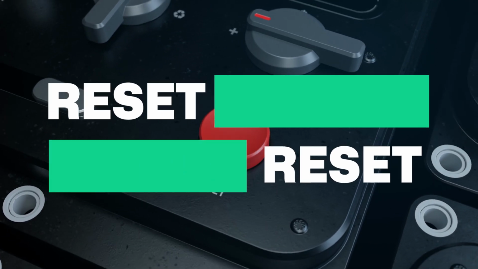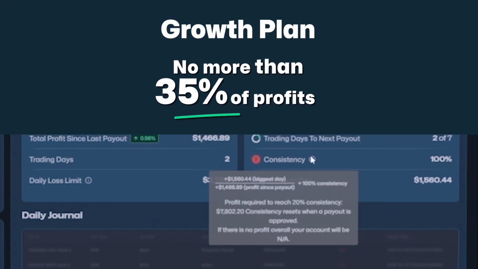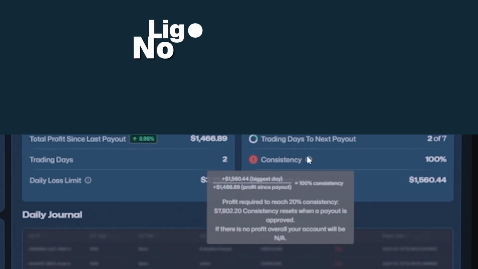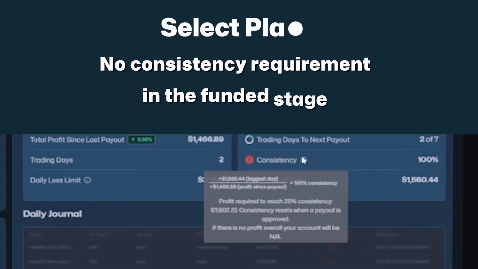Reset. Like hitting restart on a video game. If you violate rules on a challenge account, you can pay to reset and try again. Consistency rules. The consistency rule is kind of like a batting average in baseball. We want to see steady hits, not just one lucky home run. No single day, while on SimFunded, can be more than 35% of your total profits in a Growth account or 20% of your total profits in a Lightning funded account. The Select plan has no consistency rule in the funded stage. That proves your success comes from skill and not luck.